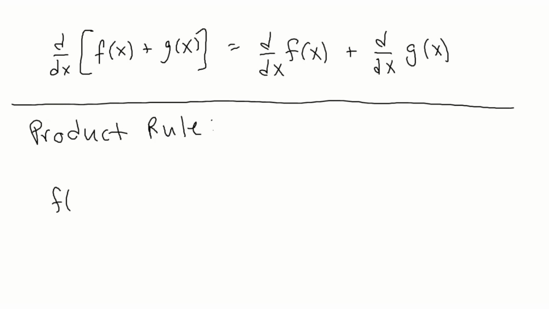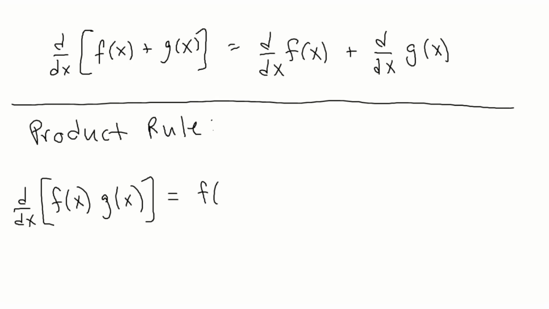The product rule states that if you have two differentiable functions, let's call them f of x and g of x, the derivative of their product is the first function times the derivative of the second function plus the second function times the derivative of the first function. The product rule can be extended to cover products involving more than two factors, so you might also see it written this way.